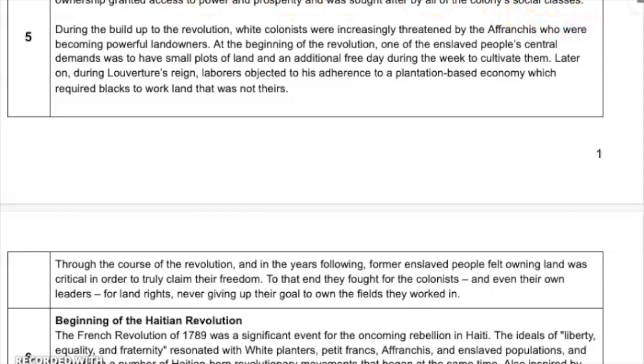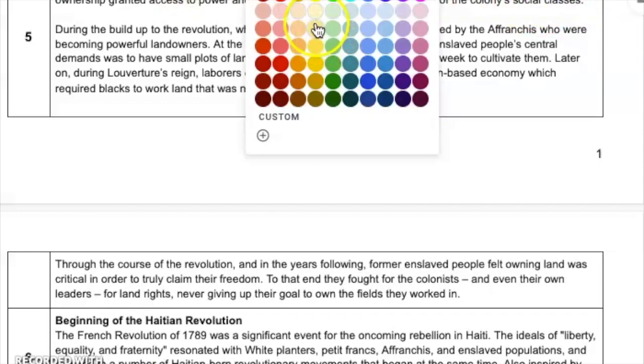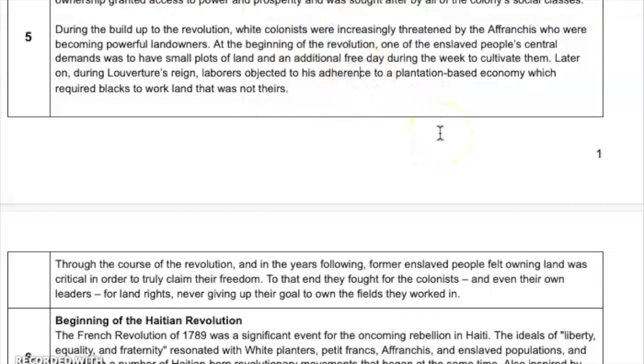And that goes with rights in society. Highlight that yellow. During the buildup to the revolution, white colonists were increasingly threatened by the Afranchis, who were becoming powerful landowners. At the beginning of the revolution, one of the enslaved people's central demands was to have small plots of land and an additional free day during the week to cultivate them.